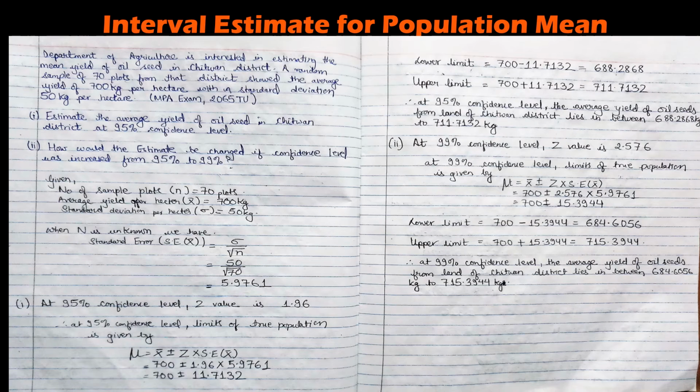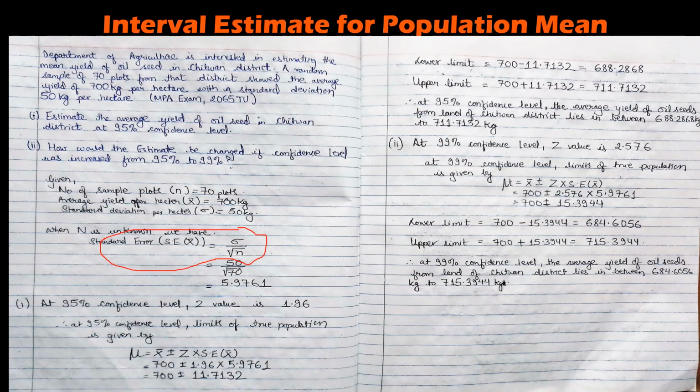It is given that the number of sample plots n is equal to 70 plots, the average yield per hectare, that is x bar, is equal to 700 kg, and the standard deviation per hectare sigma is equal to 50 kg. When n is unknown, we have this formula and we find the required value using this formula, and here we get 5.9761 as the answer.